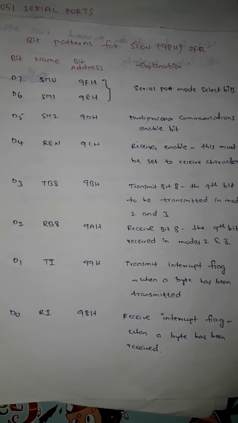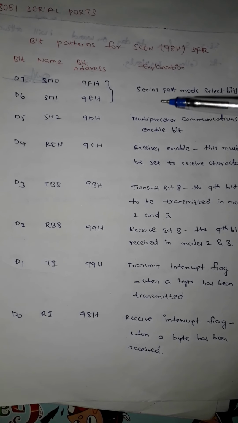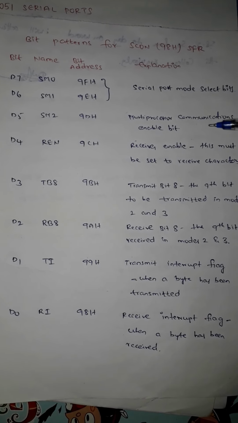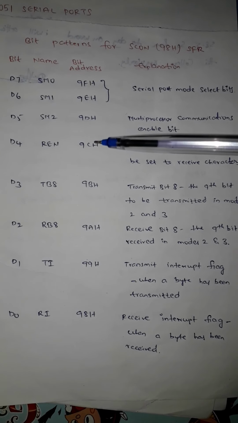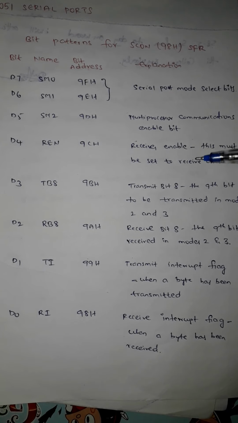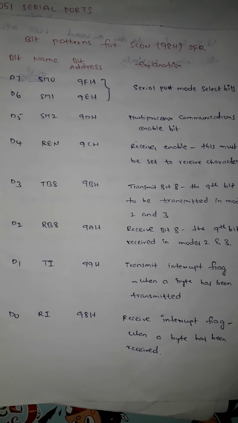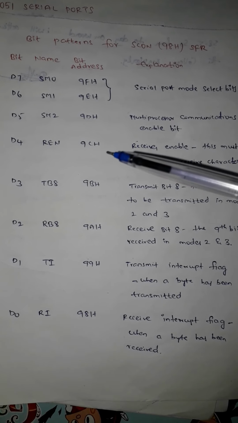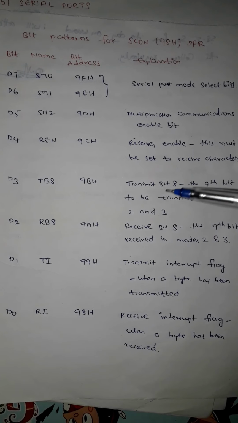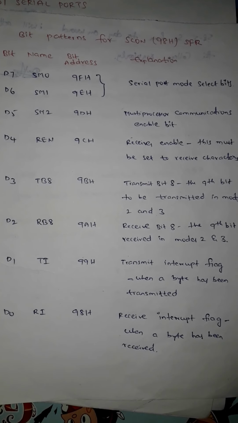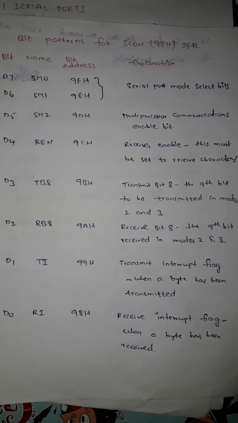They are used to select the modes for the serial communication, and SM2 is the multiprocessor communication mode. And then the REN D4 bit is the receiver enable bit. So you need to set this bit to 1 to receive the data or receive the characters. Then TB8 and RB8 are the transmit bit 8 and receive bit 8. These are used only in modes 2 and 3, that is the 9-bit UART modes.